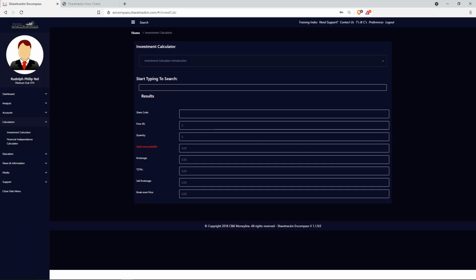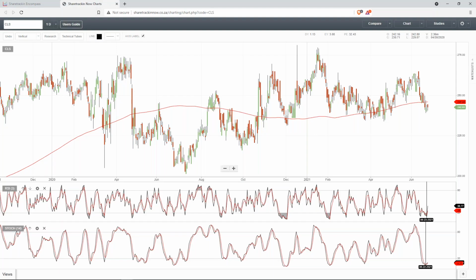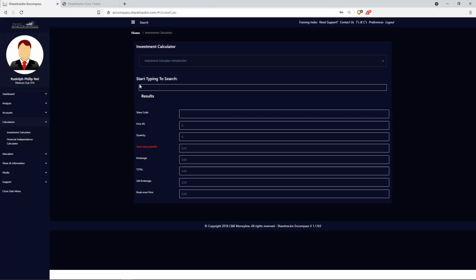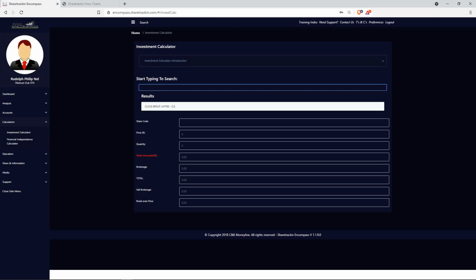Underneath investment calculator, it will tell you to start typing to search. Now we know what the code is, CLS, or you can just type the name, Clicks, but I'm going to use the code CLS, and then it will give you Clicks Group Limited CLS. So you can just click on it and it will automatically fill in the share code with the current price. It won't fill in the rest for you because this needs to be calculated, okay, with the quantity.